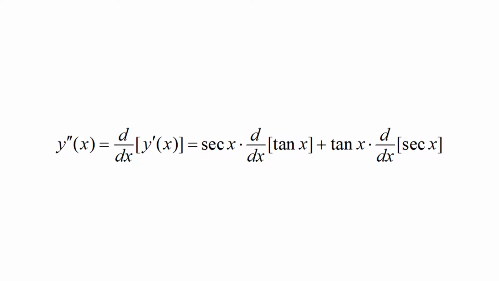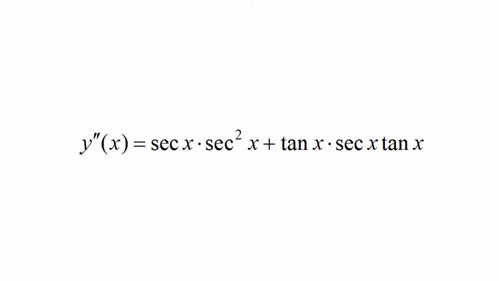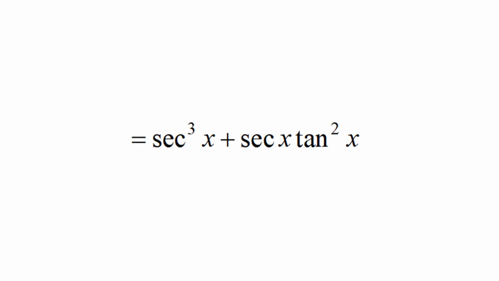By applying the product rule of differentiation, the above gives y double dash of x equals d by dx of y dash of x equals sec x into d by dx of tan x plus tan x into d by dx of sec x. That is y double dash of x equals sec x into sec square x plus tan x into sec x into tan x, same as sec cube x plus sec x into tan square x.